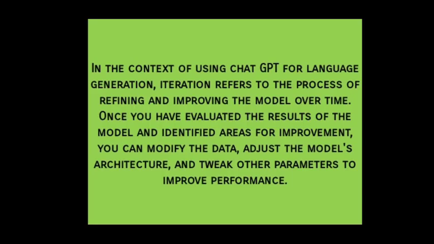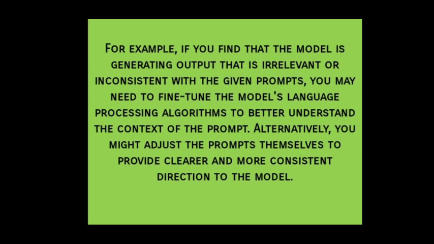Expand about iterate. In the context of using ChatGPT for language generation, iteration refers to the process of refining and improving the model over time. Once you have evaluated the results of the model and identified areas for improvement, you can modify the data, adjust the model's architecture, and tweak other parameters to improve performance. For example, if you find that the model is generating output that is irrelevant or inconsistent with the given prompts, you may need to fine-tune the model's language processing algorithms to better understand the context of the prompt. Alternatively, you might adjust the prompts themselves to provide clearer and more consistent direction to the model.